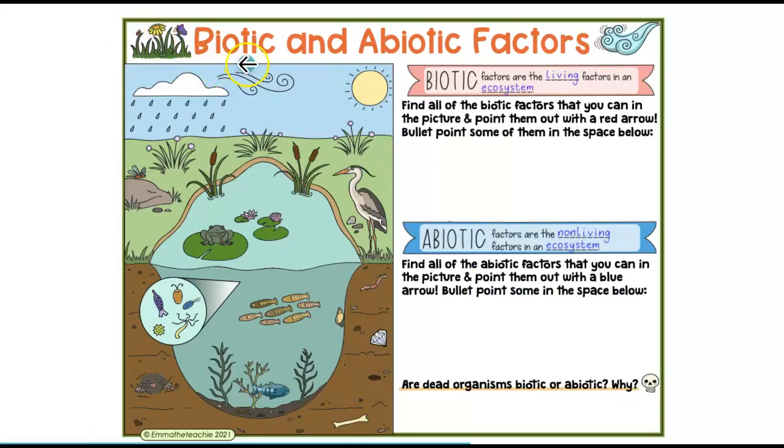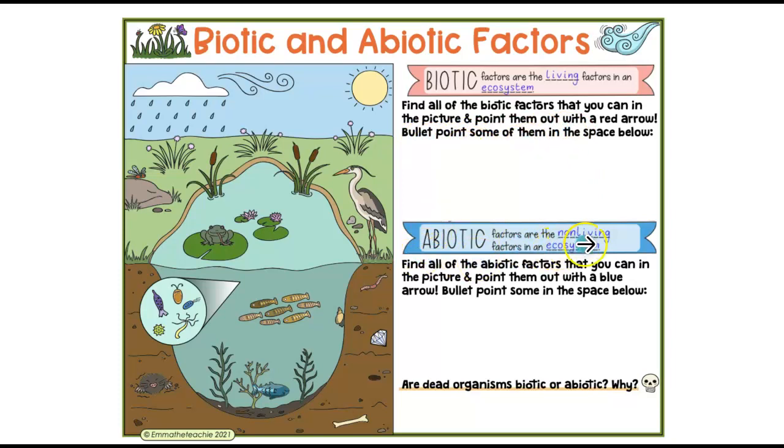So we've talked a lot about this already, but let's write it down. Biotic and abiotic factors. Biotic factors are the living factors in an ecosystem. I want you to find all the biotic factors that you can in the picture and point them out with a red arrow, and then bullet point some of them in the space here.